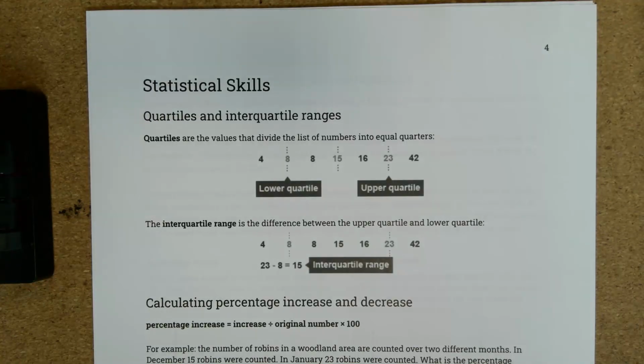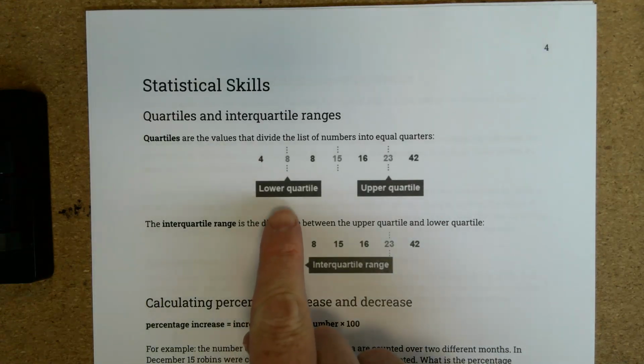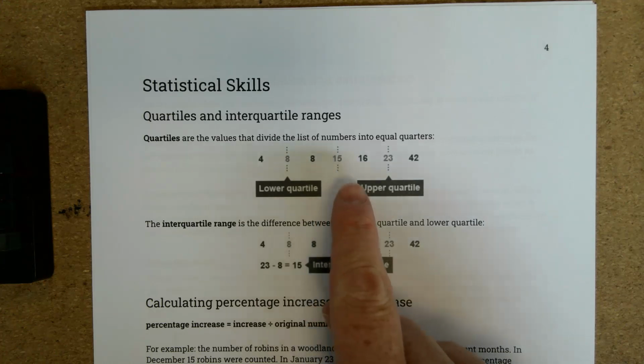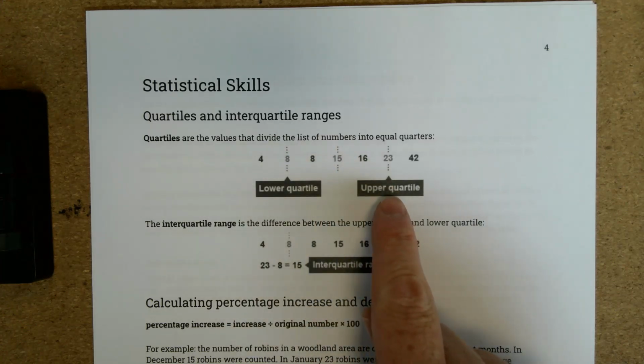So firstly, I want to talk very briefly through some of the statistical skills, starting with quartiles and interquartile ranges. This is something that those of you who have studied further maths or statistics will be familiar with. Quartiles are the values that divide a list of numbers into 4 equal quarters. We end up with our lower quartile, our median, as the middle value, and our upper quartile.